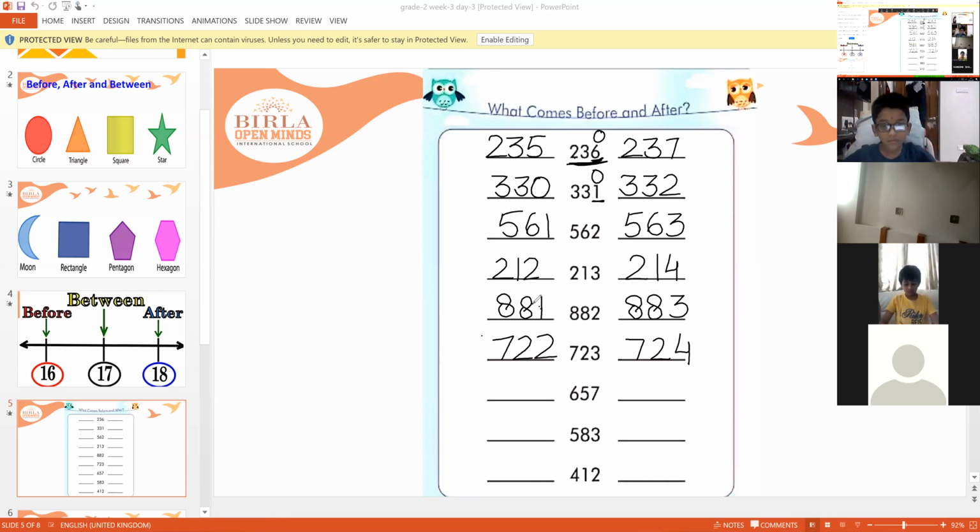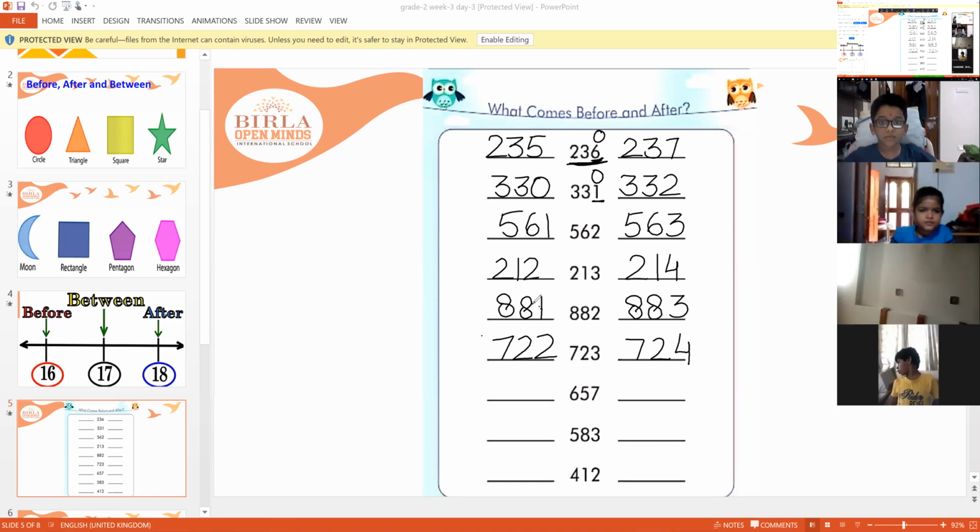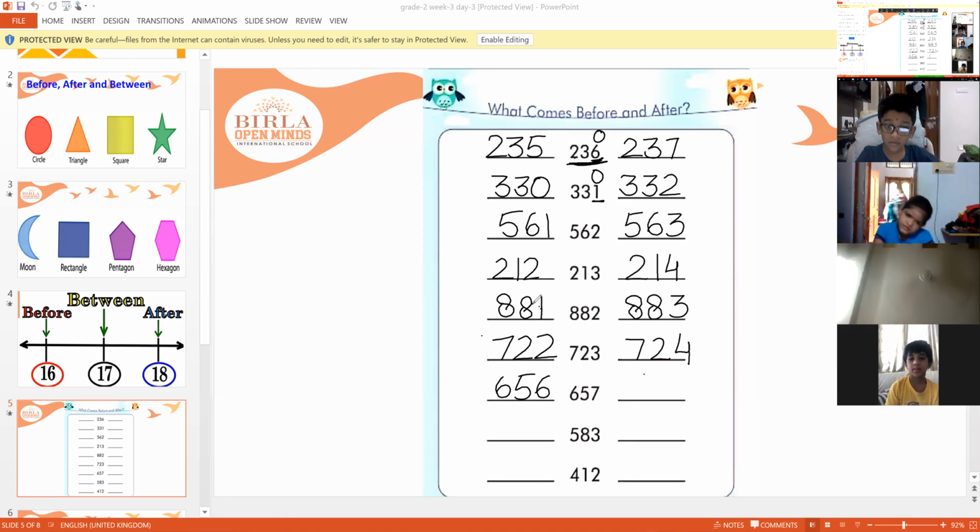Now, Kartika Nalla, you tell me which number comes before 657, Kartika Nalla? 656. Very good. And which number comes after 657? 658. Very good, 658. Very good, Kartika Nalla.